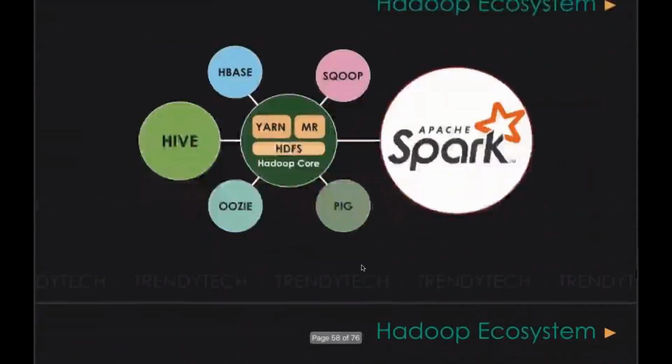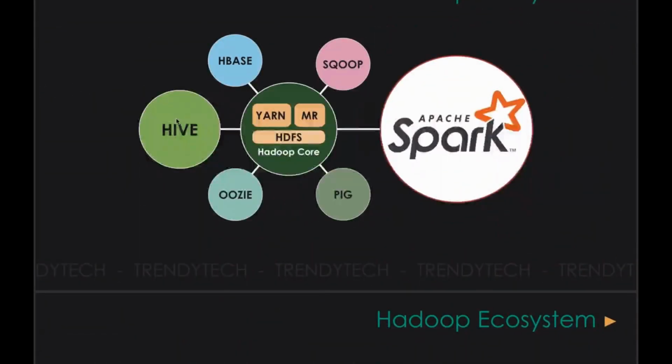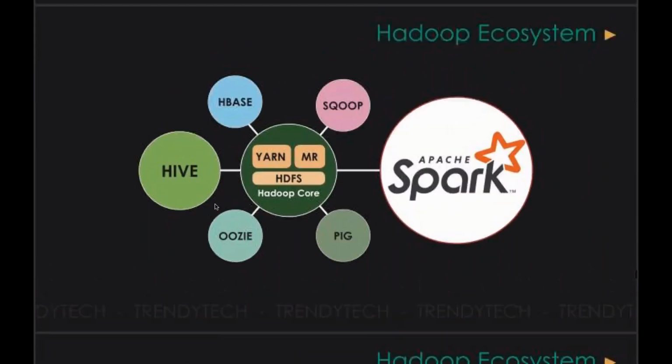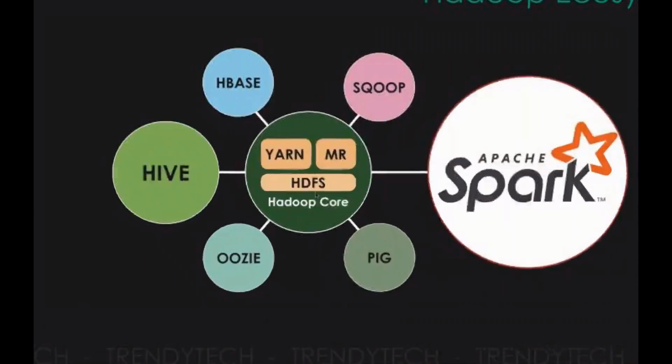Now let us try to touch base on this ecosystem technologies at a very high level. Now let me ask you one thing. What is the processing unit used in the Hadoop core? Now everyone knows it is MapReduce.